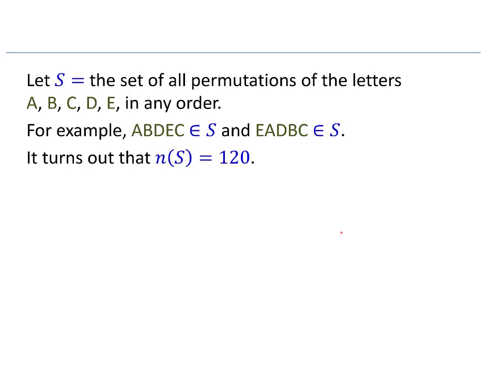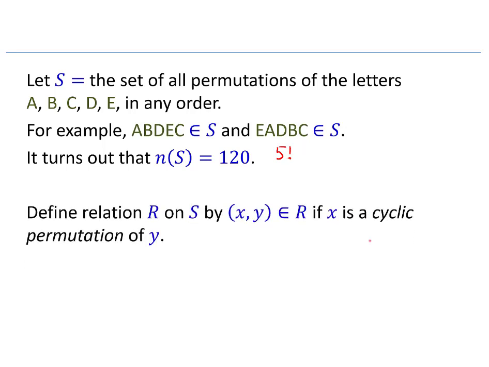Here's our last example. Let S be the set of all permutations of the letters A, B, C, D, E in any order. For example, here are 2 different examples of permutations, A, B, D, E, C, and E, A, D, B, C. So just any way you can mix up those 5 letters, those are all permutations. It turns out that the number of permutations is 120. For what it's worth, that ends up being 5 factorial.